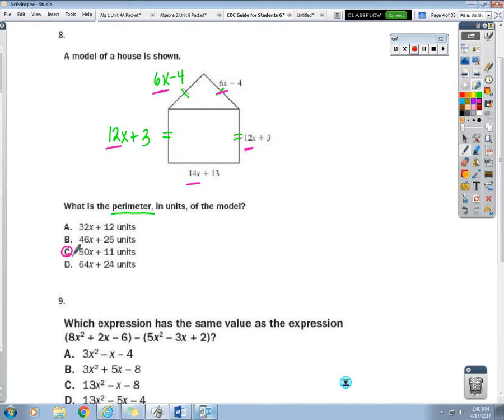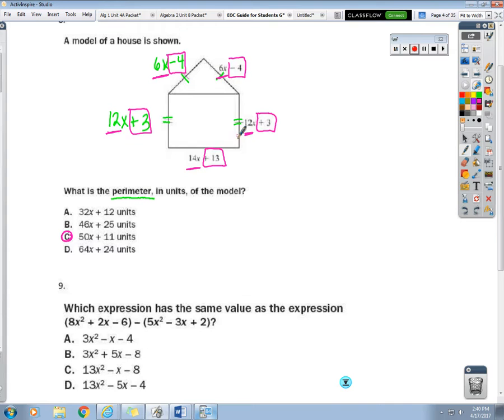50x, which pretty much leans you towards C. But let's check just in case you made a mistake. Now you add up all the constants. What's negative 4 plus negative 4 plus 3 plus 13 plus 3? 19. There's no 19 in the answer, Samantha. 11. Okay, so it's C. So a question like that's easy.